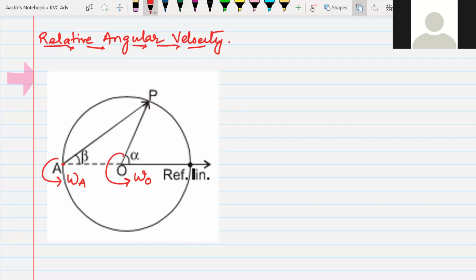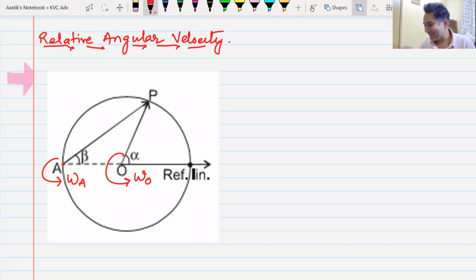Sir, it's omega A cos beta minus omega naught cos alpha. How did you get it? Sir, I have resolved them along the reference line. You have resolved angular velocity along something? No, sir. We resolved along the reference line, sir.